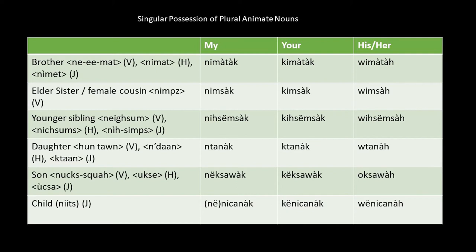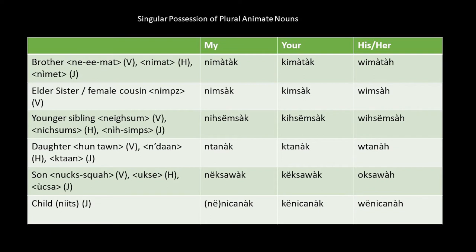My daughter, ntan. And you can also pronounce this ntan depending upon dialect. My daughters, ntanak. Your daughters, ktanak. His or her daughters, wutana. My son, nuksa. My sons, nuksawak. Your sons, kuksawak. His or her sons, uksawa.